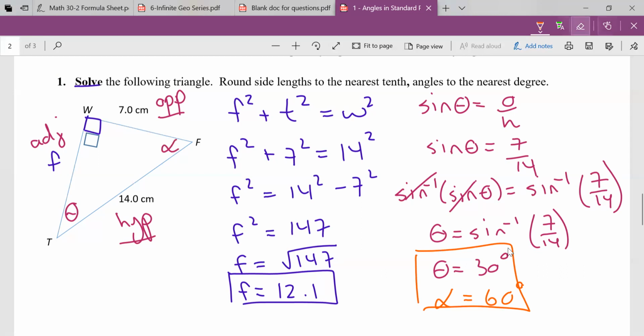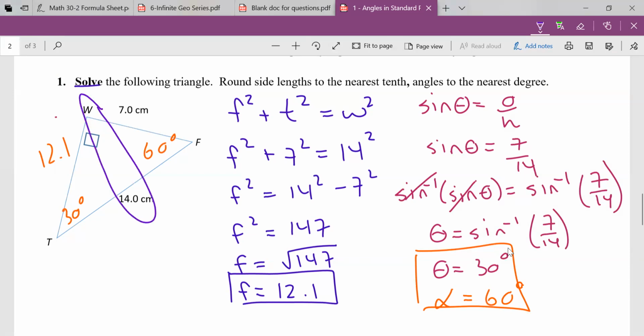Now, one thing I want to talk about here is I'm going to plop all these measurements into this triangle. We all know that the hypotenuse is the longest side. What I want you to notice is another little fact. So we said this angle down here was 30, that's 60, and this side length was 12.1. Okay, I want you to notice this. We all know this. The hypotenuse is the longest side.